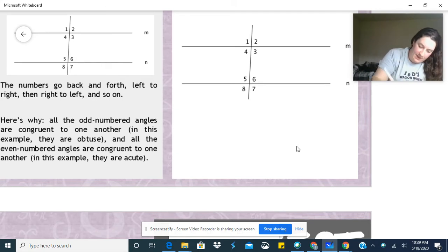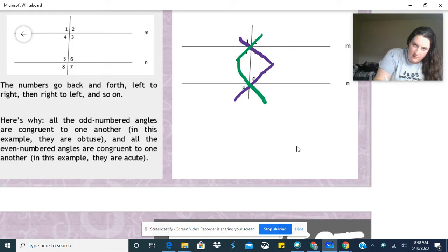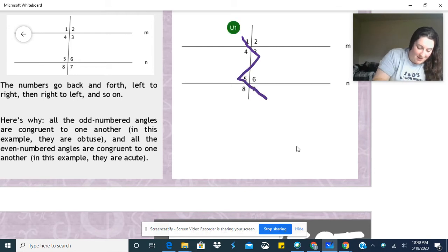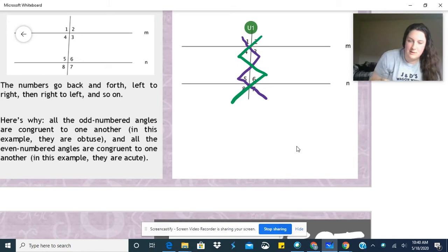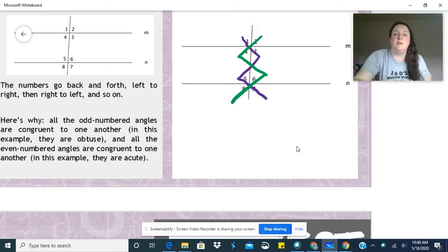So I'm going to use two different colors again. 1, 3, 6, 8. And then a green line, 2, 4, 5. Are my zigzag lines. 1, 3, 5, 7. And then we have 2, 4, 6, 8. Okay, those are your lines to show your congruency.